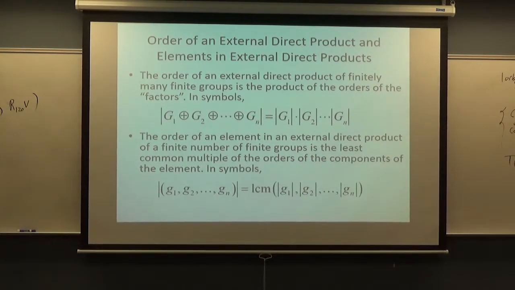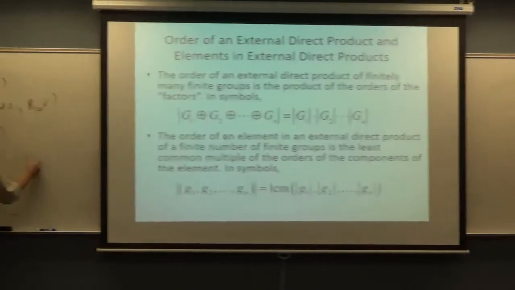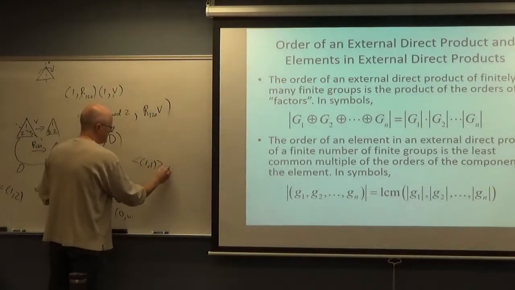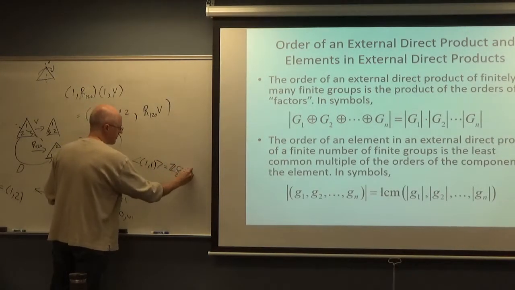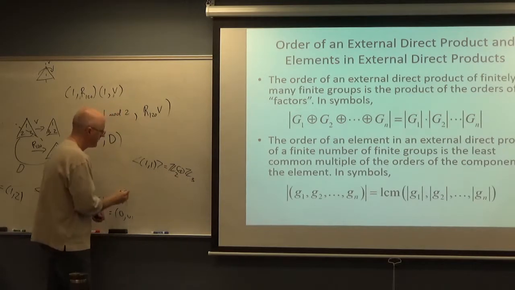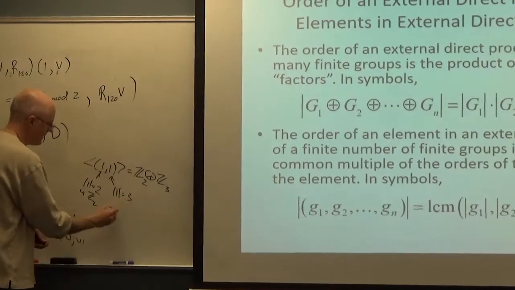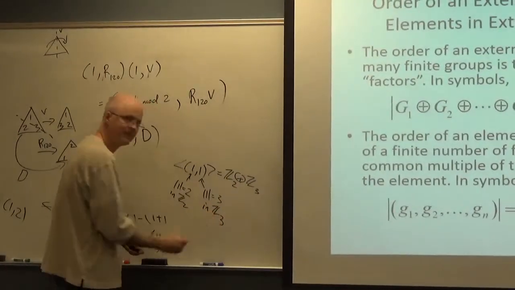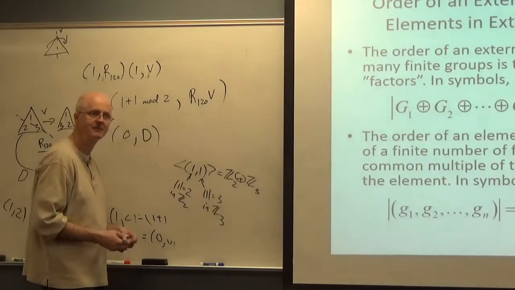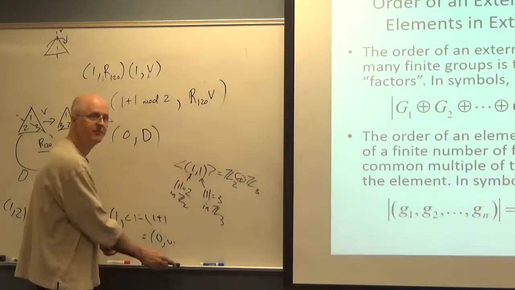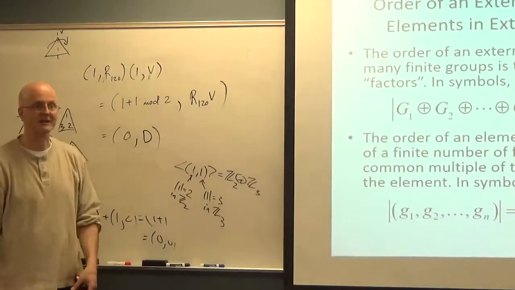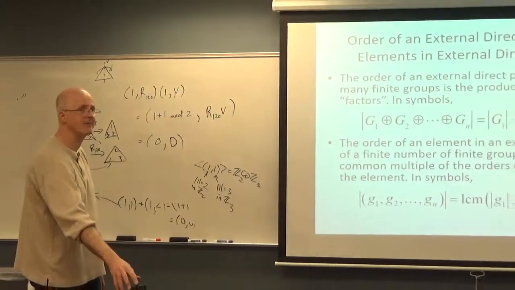And we could even think about it in the context of what I erased up here. That (1, 1) was a generator of Z2 external direct product with Z3. The order of this one in Z2 was 2. And the order of this one in Z3 was 3. The least common multiple of 2 and 3 is 6. The order of this element of this external direct product is 6. Going to use that a ton. Okay.